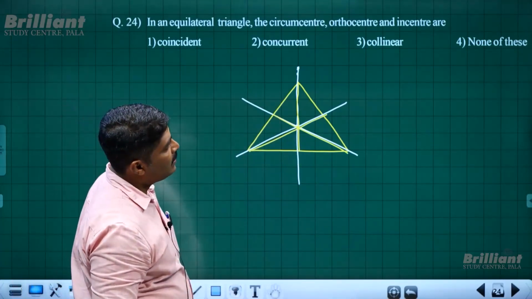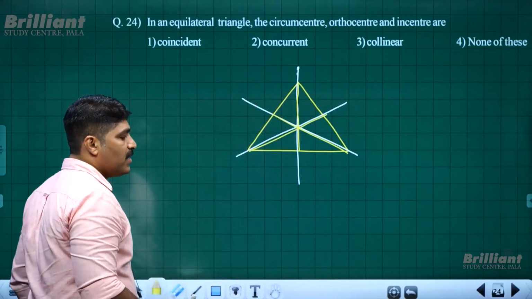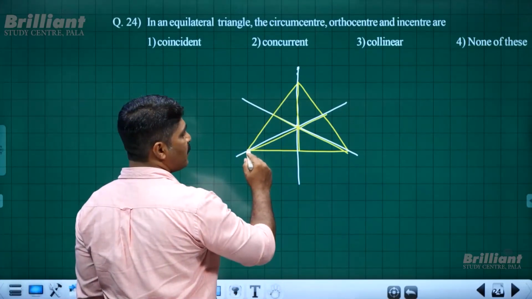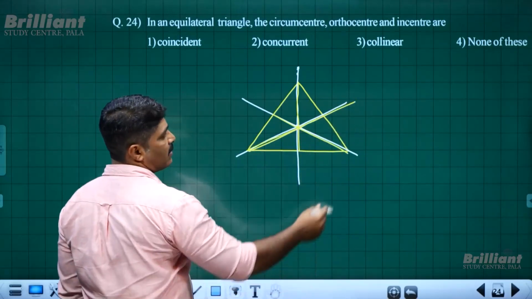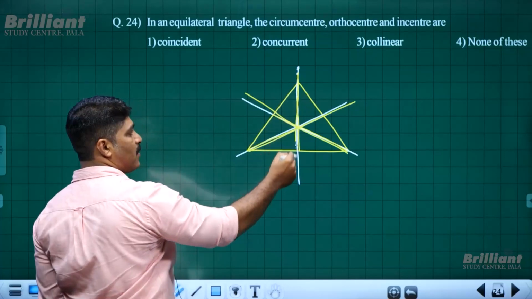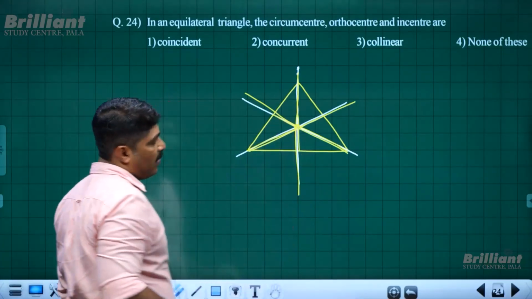And the third one is the incenter. What is the incenter? The incenter is nothing but the point where the angle bisectors of each angle meet. This angle's bisector goes like this, this angle's bisector goes like this, and this angle's bisector goes like this. In each situation, we get the same point.